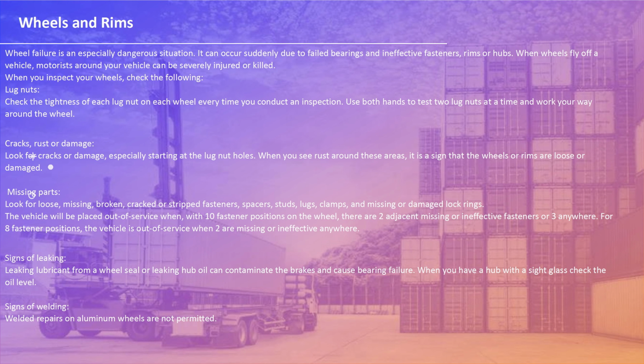Wheels and rims. Wheel failure is an especially dangerous situation. It can occur suddenly due to failed bearings and ineffective fasteners, rims, or hubs. When wheels fly off a vehicle, motorists around your vehicle can be severely injured or killed. When you inspect your wheels, check the following.